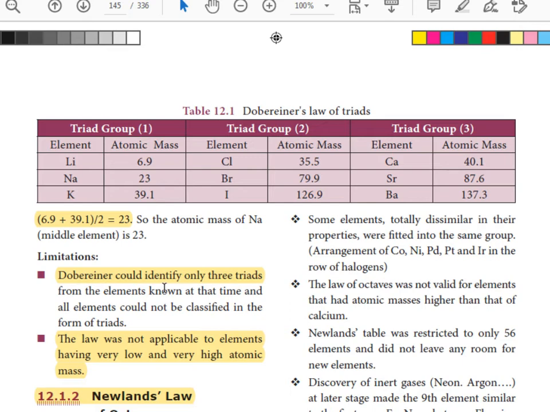And the second one is that some elements that are totally dissimilar in their properties were fitted into the same group. Example, cobalt and nickel, platinum and palladium. These should be present in between fluorine, chlorine, bromine, iodine. These are halogens. In between them, what should be present? Cobalt and nickel. But the properties of cobalt and nickel are entirely different from the halogens. Because we arranged in increasing order of atomic masses, they come into this category. So this is not possible. This is the second limitation.